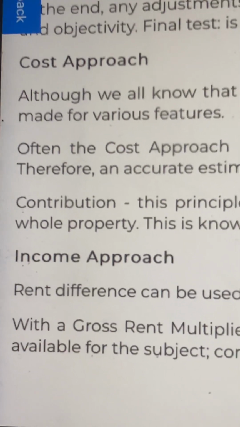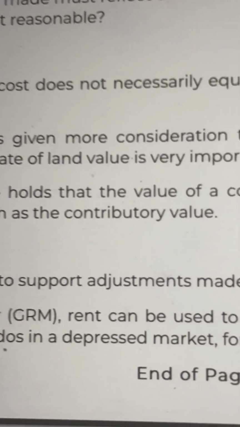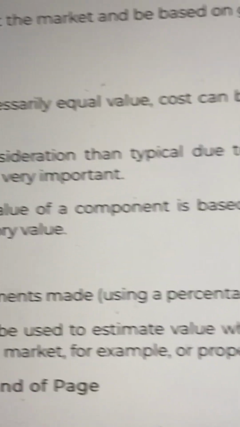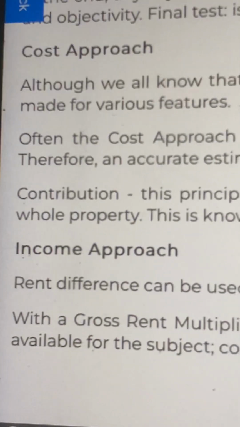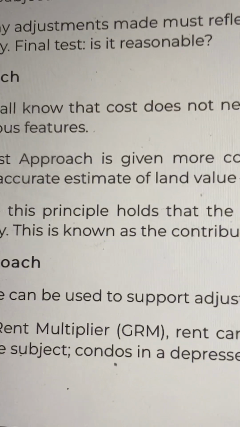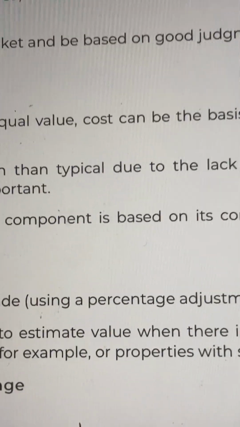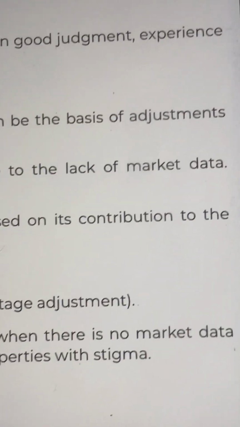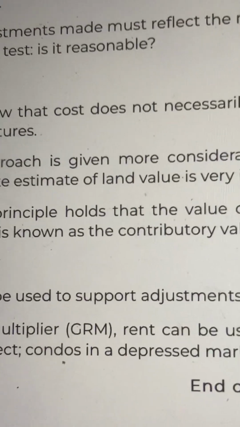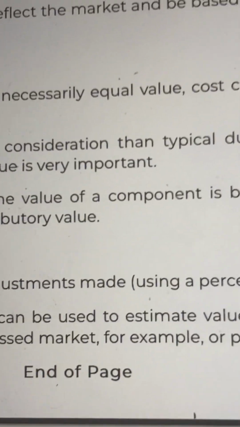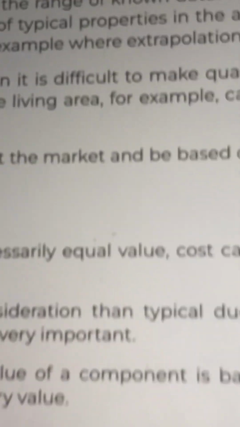And income approach. Rent difference can be used to support adjustments made using a percentage adjustment. With a gross rent multiplier, GRM, rent can be used to estimate value when there is no market data available for the subject. Condos in a depressed market, for example, or properties with stigma. End of page.